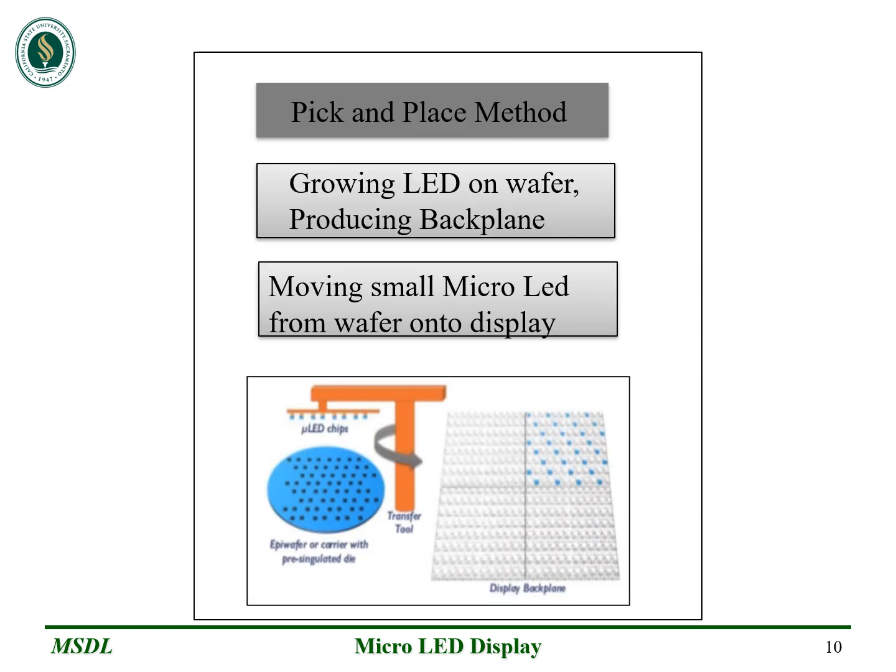In the pick and place method, LEDs are grown on a wafer, then the backplane is produced that has the substrate and the electronics, and then the tiny micro LEDs are moved from the wafer onto the display electronics. This requires a fast, precise, and reliable process.